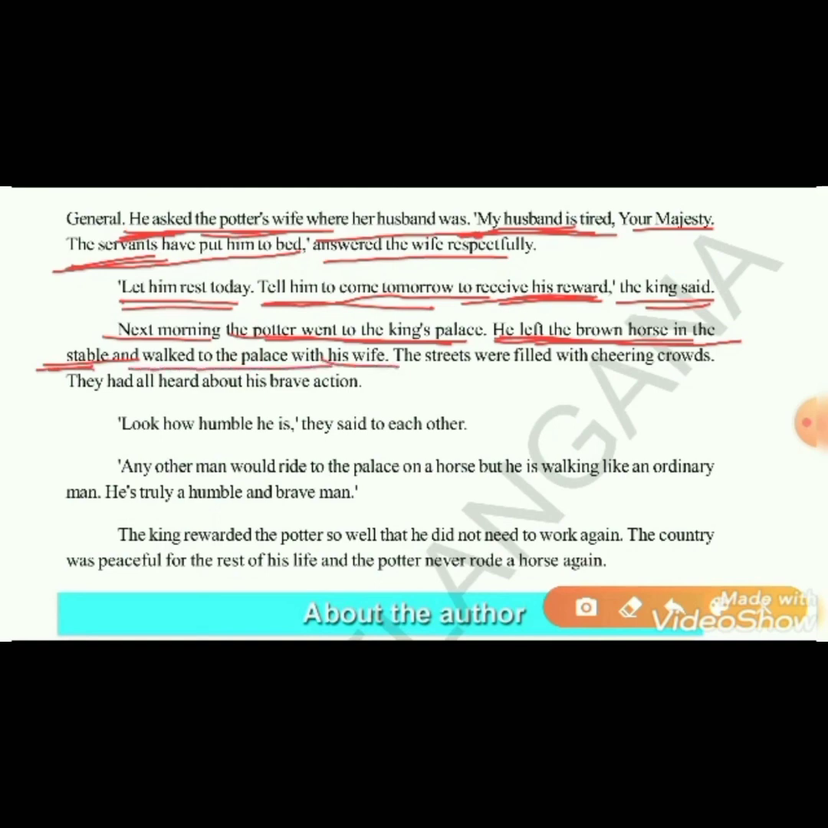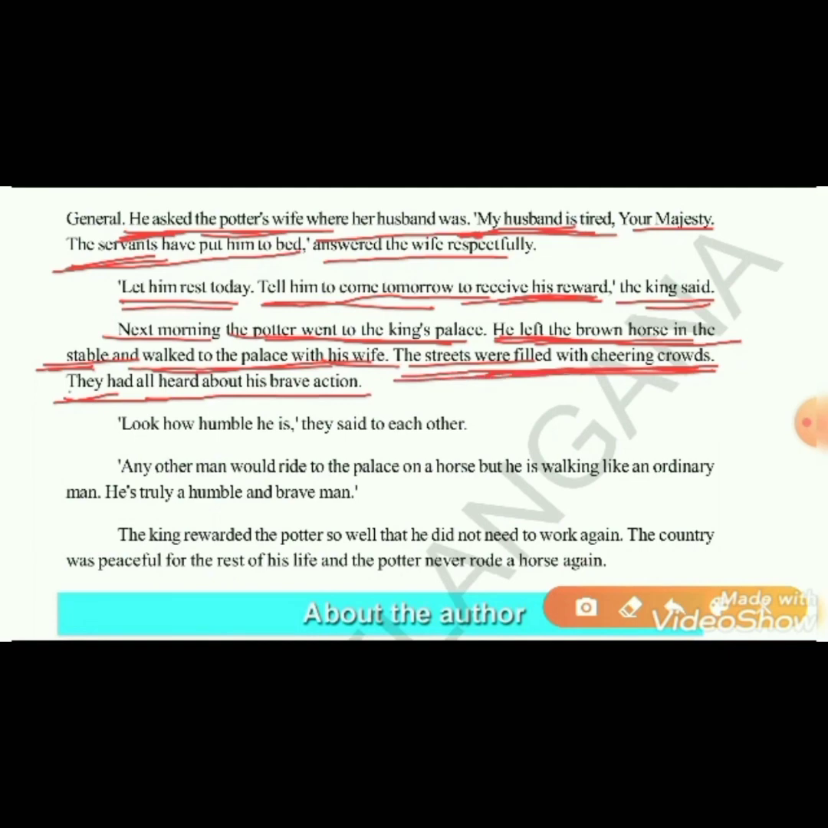The streets were filled with the cheering crowds. So, in the streets, all the village people were there, appreciating, thanking, congratulating and cheering the porter. They had all heard about his brave action. Two brave actions were there: catching a tiger and chasing away the enemy. These were the two brave actions in this beautiful story. Because of these, all the village people were appreciating, thanking and congratulating this man.